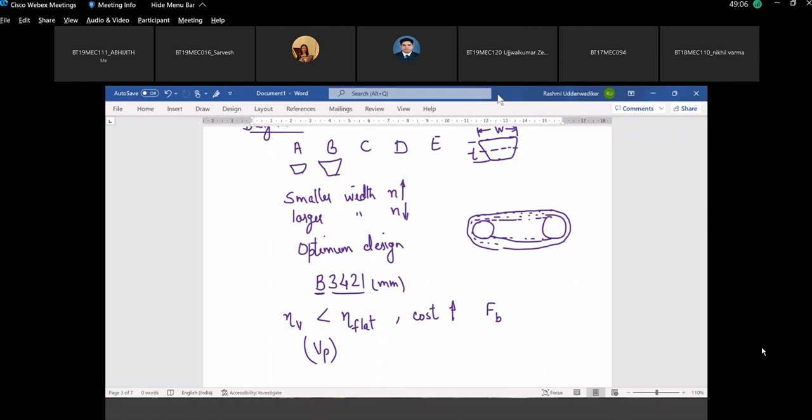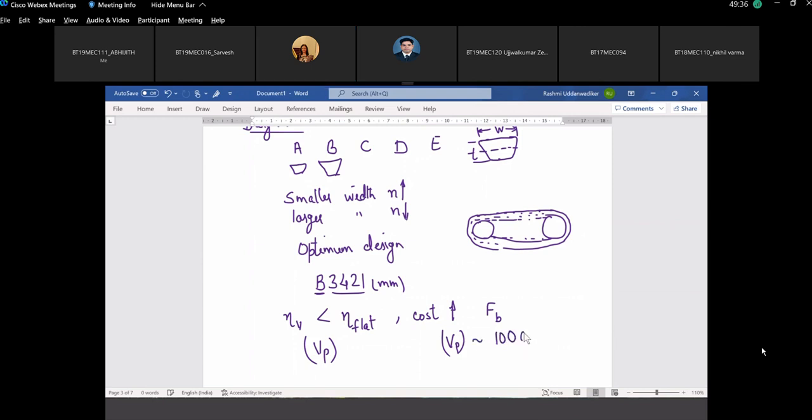Which one would have a higher peripheral velocity? Manan? Kaustubh? V belt. What is the assumed value of VP for a flat belt for better life?